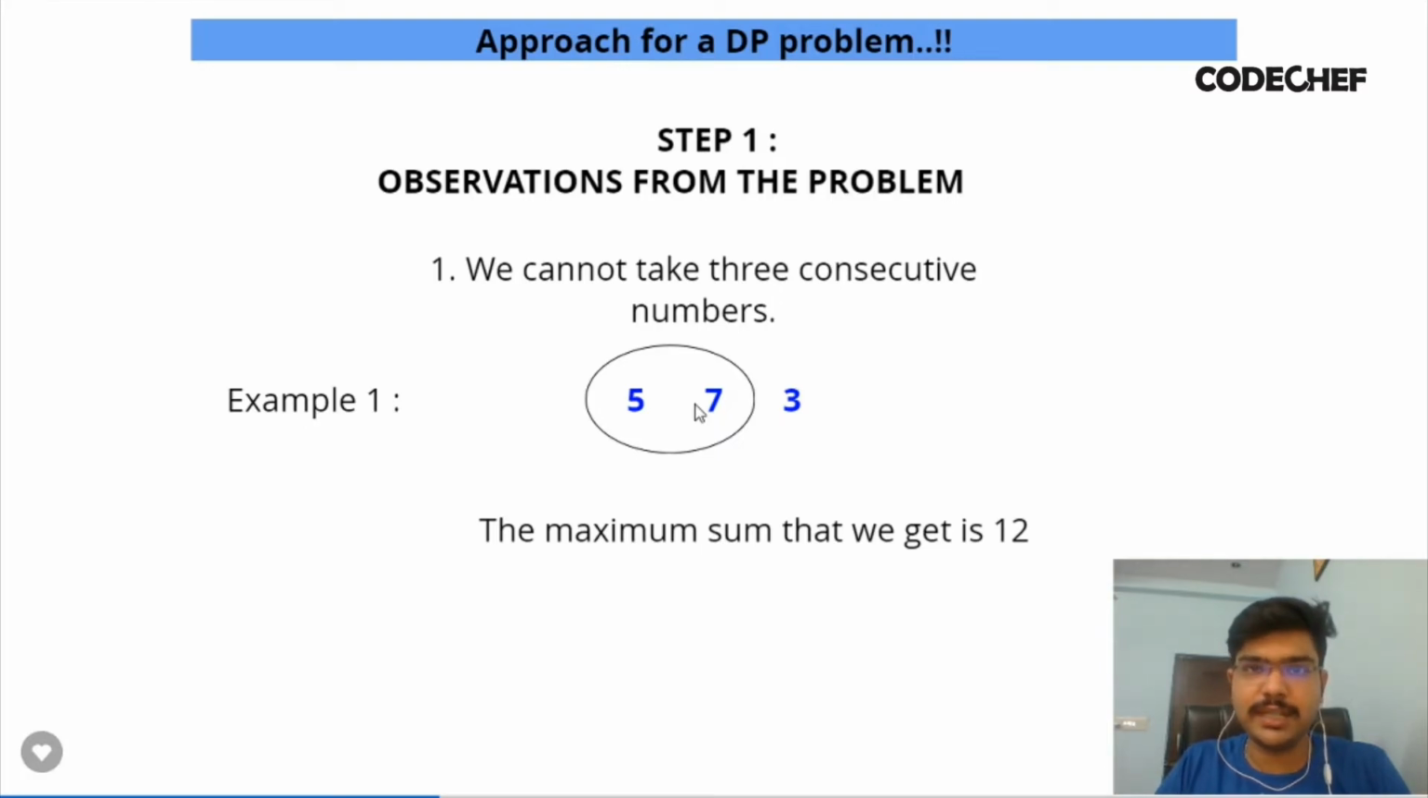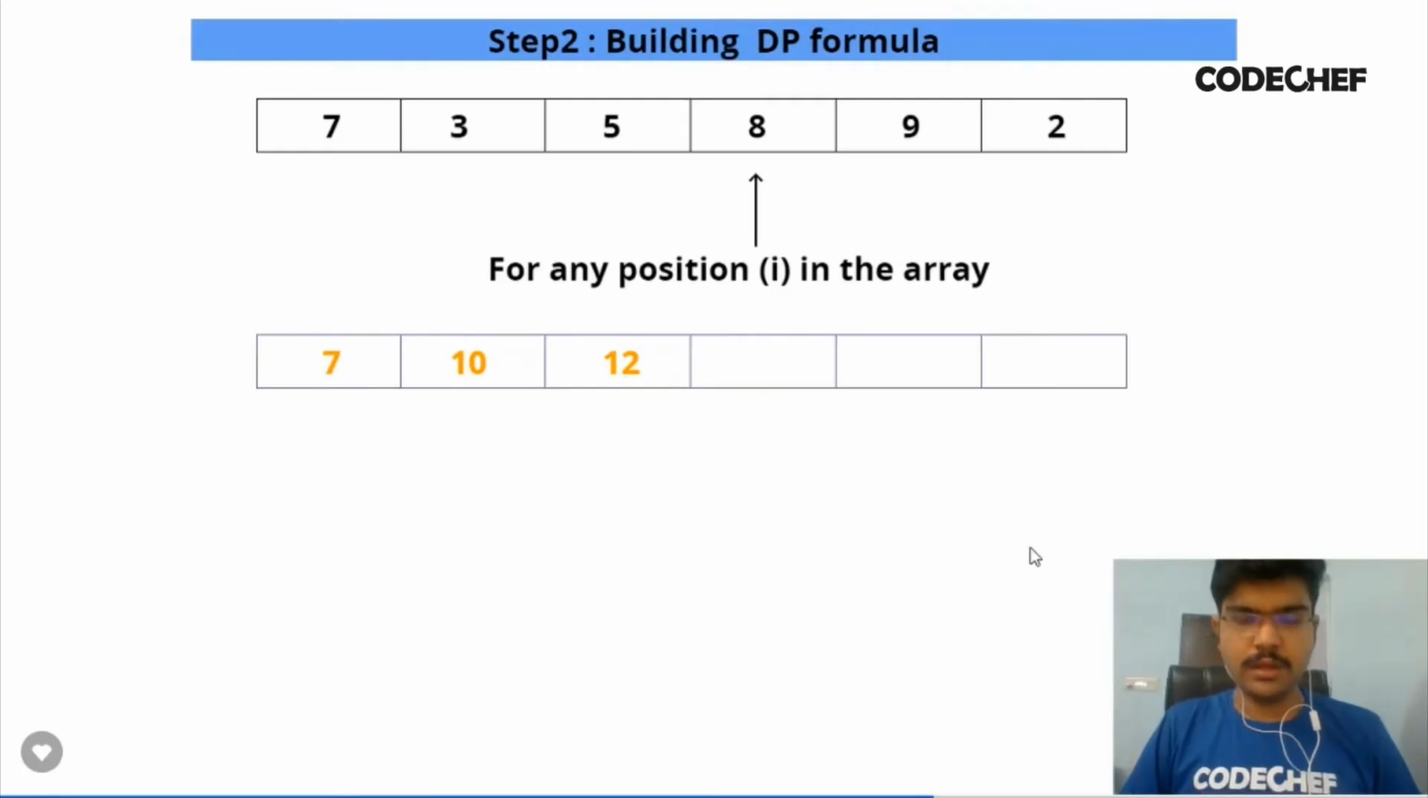So this is the step-by-step process of how to approach a DP problem. Okay guys, so now let's start building up the DP formula. So here we are considering this is the array and this is the DP array. So what is DP array storing? As we have discussed in the introduction, what is DP?